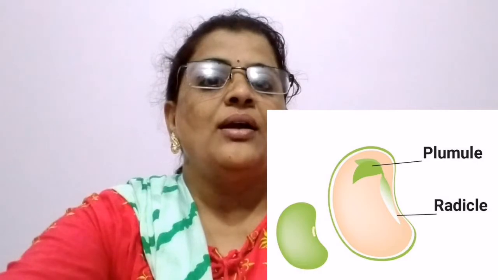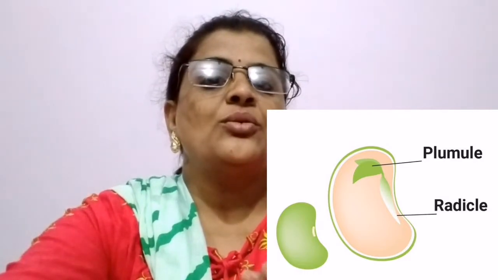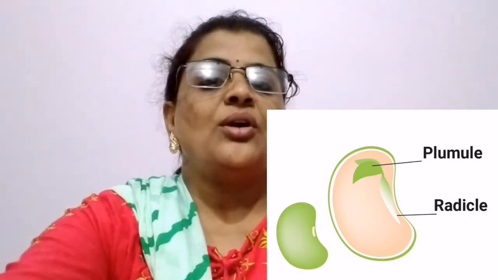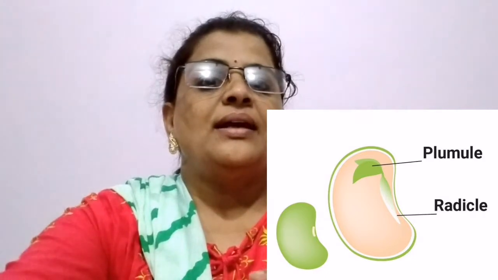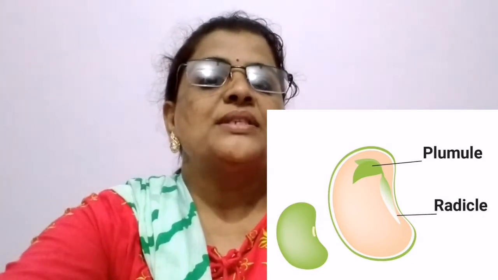You will see that the groundnut has sprouted. Two parts have arisen from that groundnut. One part is growing above the soil and another part is going towards the soil. The part which is growing above the soil is called plumule, and the part which is growing towards the soil is called radicle. That plumule will become stem and radicle will become root.